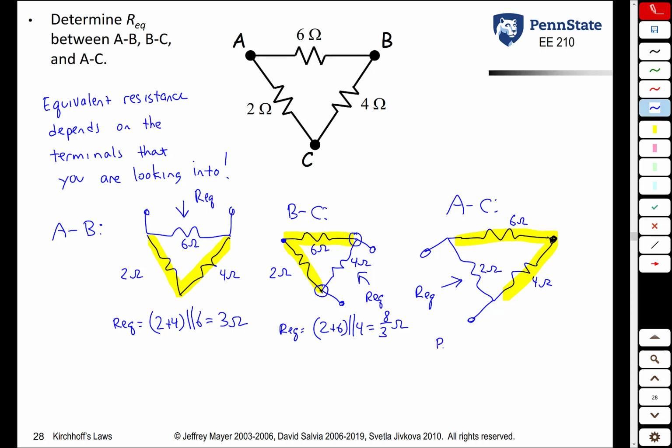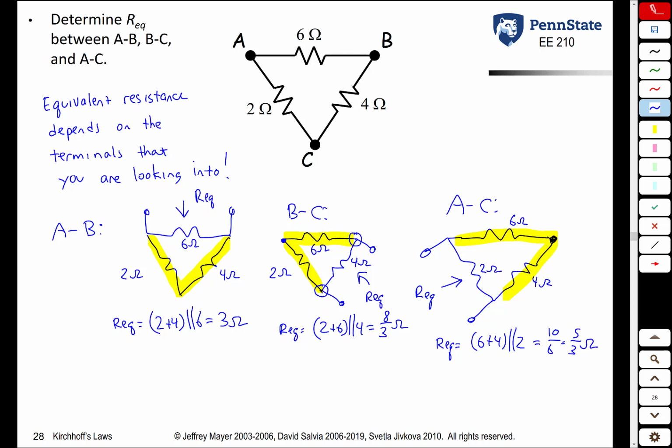So our equivalent in this case is what? It's 6 plus 4 in parallel with 2. That's 10 in parallel with 2. Once again, R in parallel with R over 5 is R over 6. So it's 10 over 6, or 5/3 of an ohm.